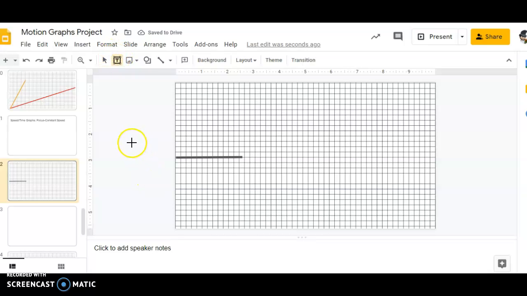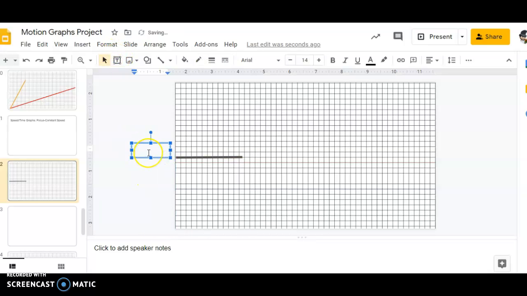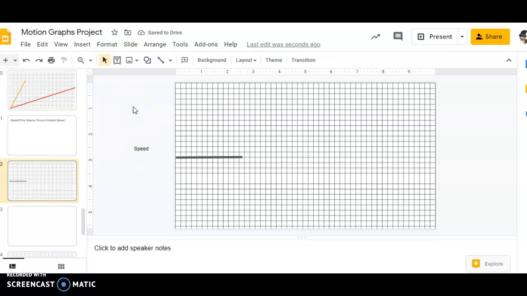I'll even go in just to make sure we do this part. And just to remind people, this is a speed time graph. Put speed over here on my y-axis. Now, I have a car that's going at a constant speed. And so, let's just say you're driving down the road. You're going to the mountains on a beautiful Sunday.